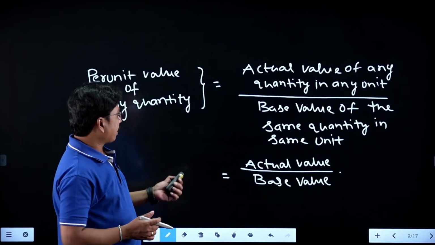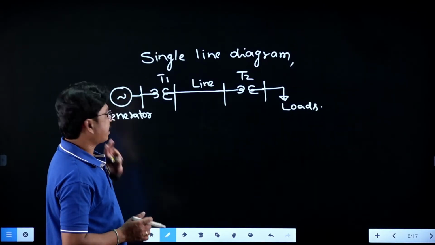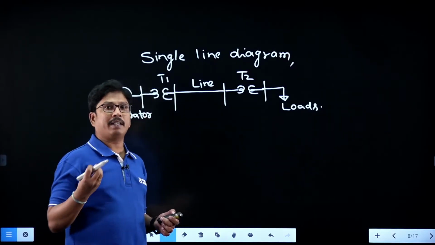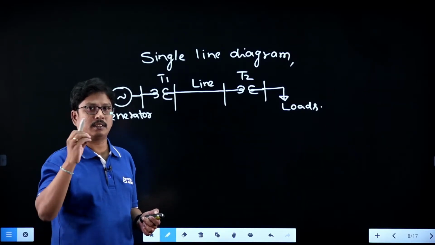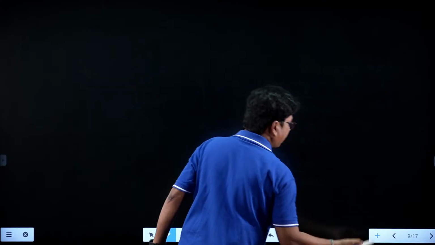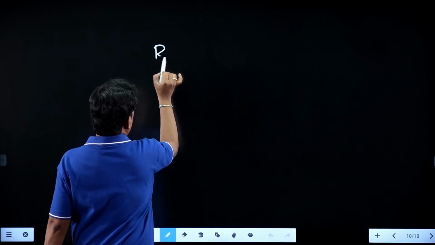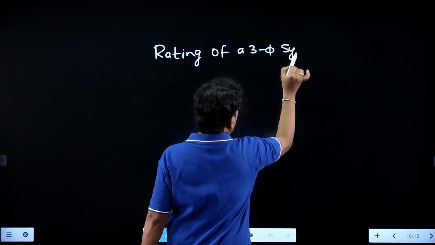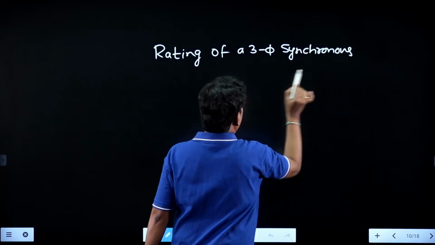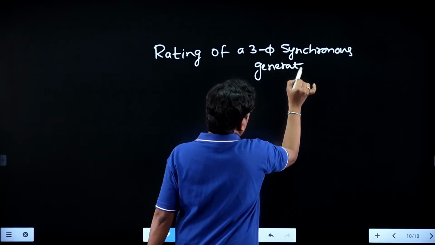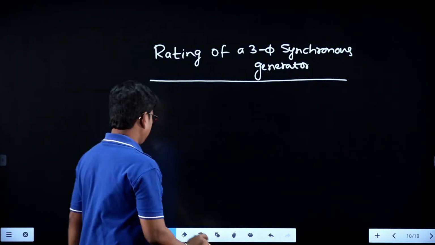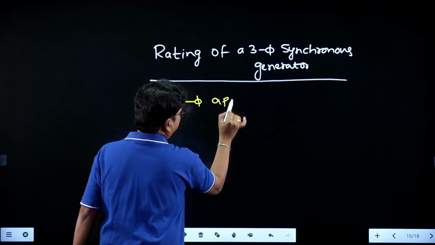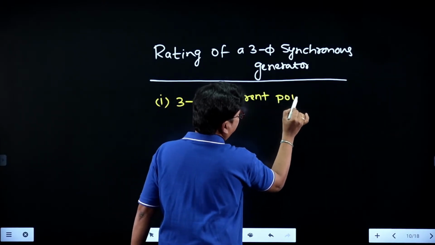Now, suppose we have the generator, the first element of the power system network. What is the rating of the generator? The apparent power rating will be given as well as the voltage rating of the generator. If you see the rating of a three-phase synchronous generator, the first one they will give is the three-phase apparent power rating.